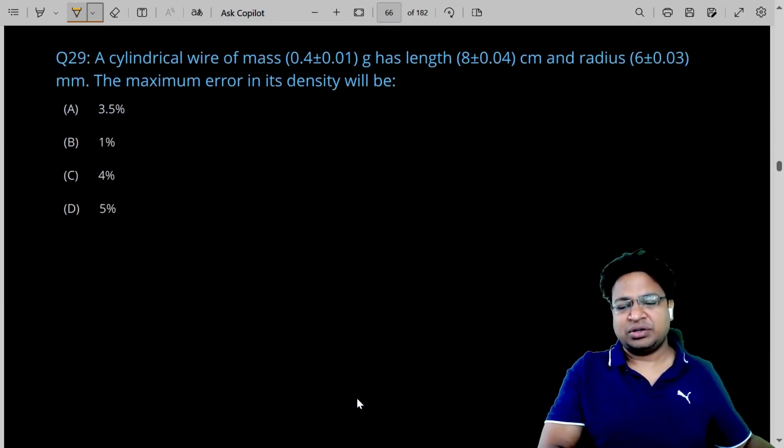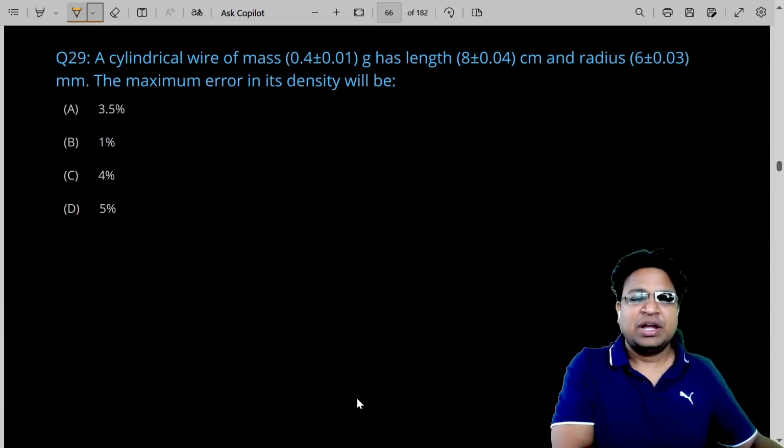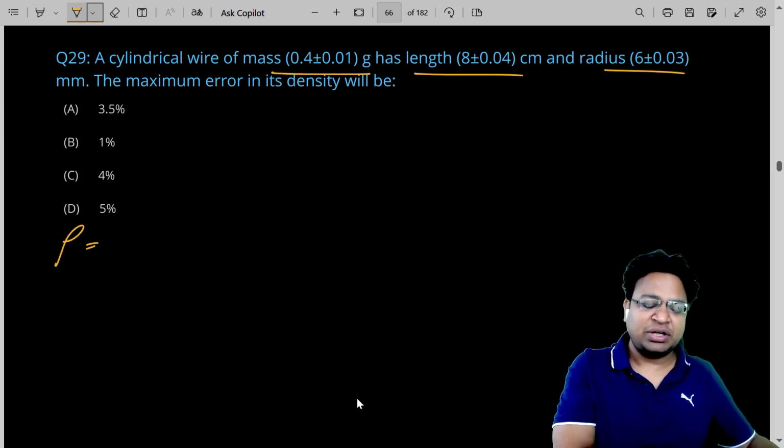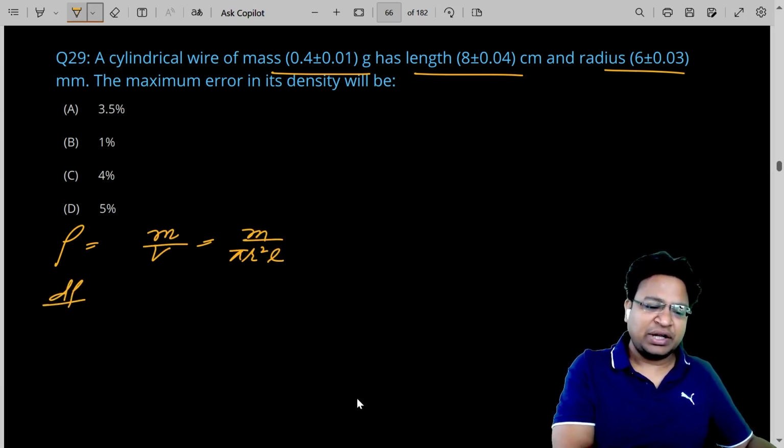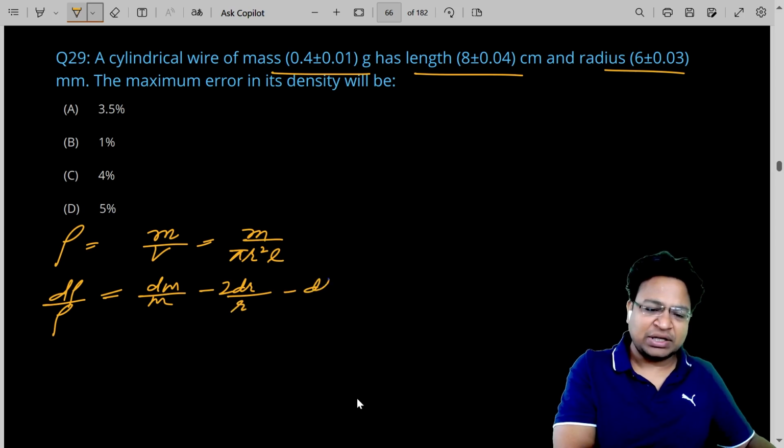Next, we go to question number 29, which is the fourth question of the physics section. It says a cylindrical wire of this much mass has this much length and radius this much. Maximum error in the density. Now, from the given data, the density would be calculated as mass upon volume, and volume would be written as pi r square into L. So that is how we can calculate the volume. Now, if we take log and we differentiate on both sides, we will get dm by m. The pi thing is a constant, so it will not appear. And then we will get minus 2 dr upon r minus dl upon l.